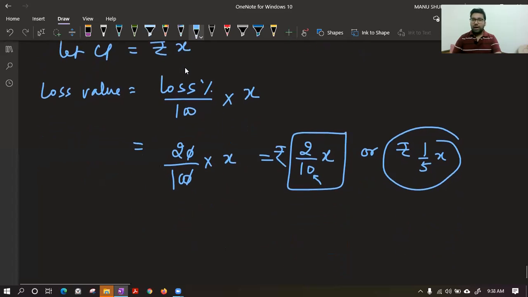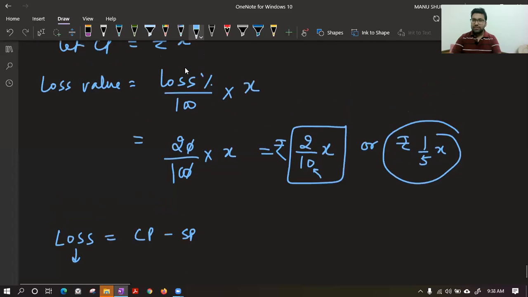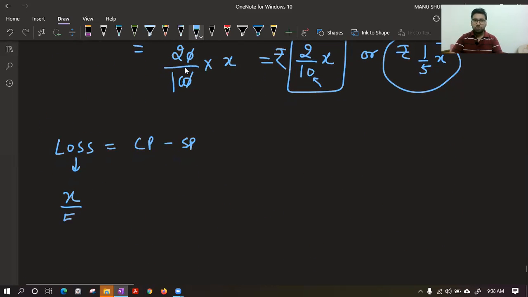Now, after finding the loss value, we have the equation. Equation is like this. Loss is equal to, yes beta, after solving they become constant, Cp minus Sp. So Tushita, let's put the values. We know loss we have found as 1 upon 5x, so that is x upon 5. Then we have equal to mark.